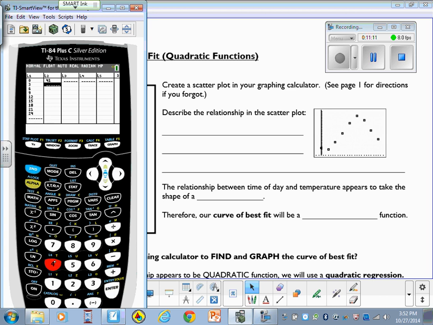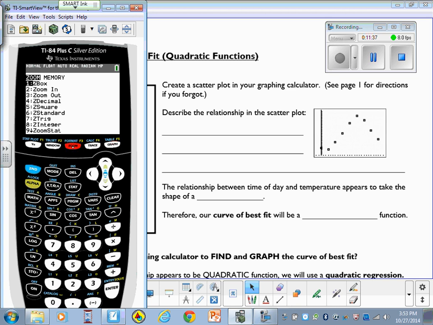41, 40, 45, 51, 58, 63, 60, 53, 47. Again, make sure that your blank line is on the same row for both lists, otherwise this is not going to work. Graph. Oh, I don't see that very well. Zoom 9, much better for me.